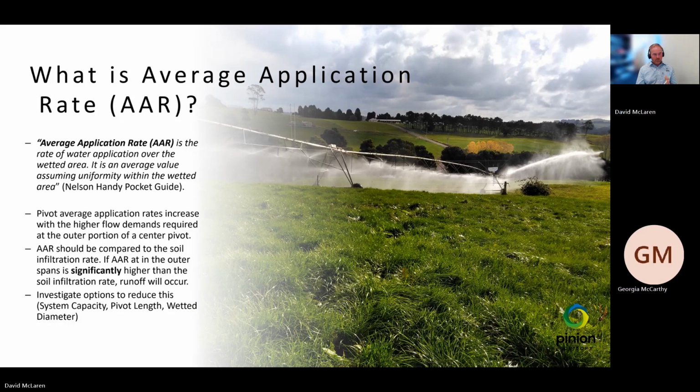And the question is always asked, well, what can you do to reduce this? So there are options. It's important to investigate options to reduce the average application rate. The system capacity, the pivot length, and the wetted diameter of the sprinkler are the three levers, or the three mechanisms, we can use to reduce the average application rate.